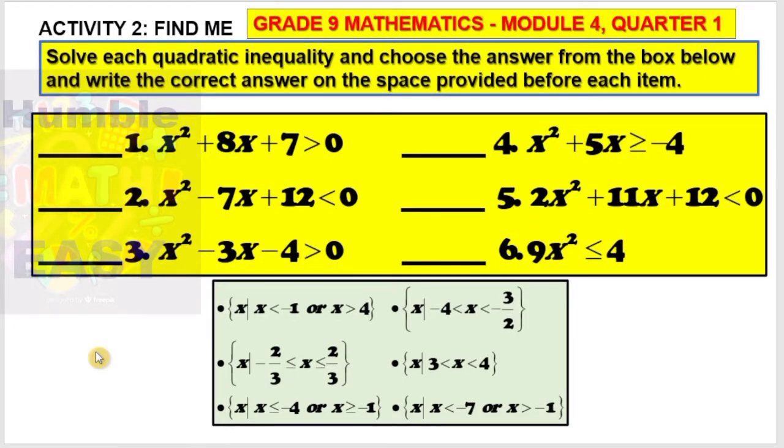We are now here in quarter 1, module 4 of grade 9 mathematics, and that is Activity 2 that can be found in your module. That is "Find Me." Hope you enjoy this.